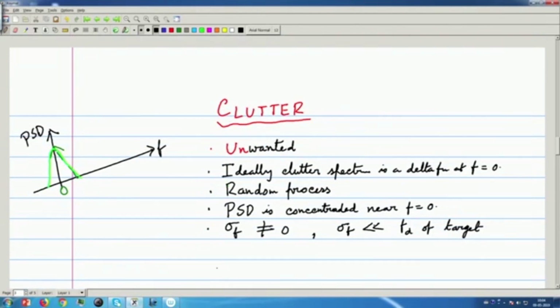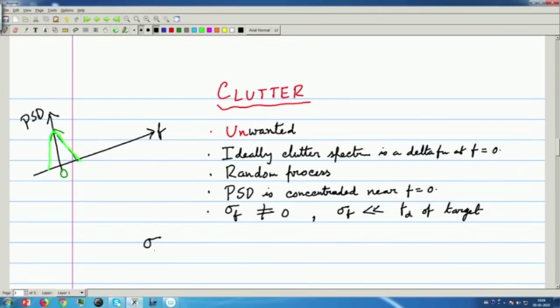Sigma f is the total overall spread, and generally it can be modeled as the sum of the clutter spread due to platform motion, the clutter spread due to mechanical scanning of the antenna, and the clutter spread due to wind.